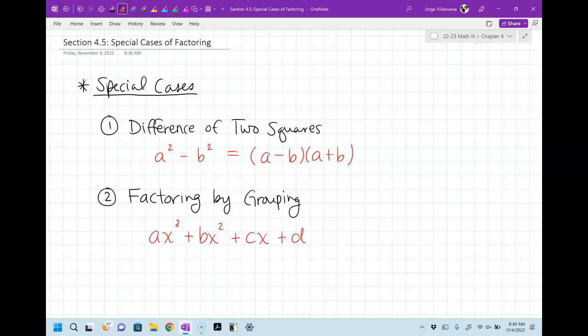Now, factoring by grouping isn't terribly difficult, but it looks complicated at first. Like once you get the hang of it, you're like, okay, this isn't that bad. But at first you're like, why are we breaking things up into parts and what's going on? So it is a little weird, okay? But once you get the hang of it, you should be okay.